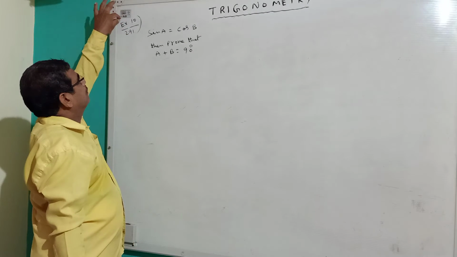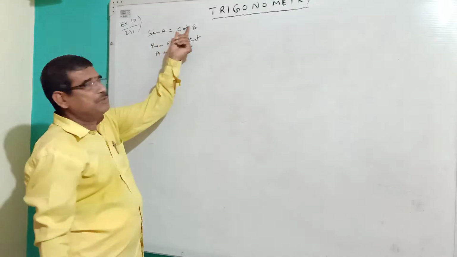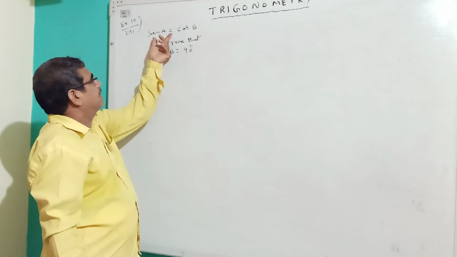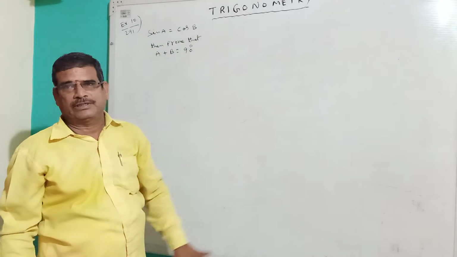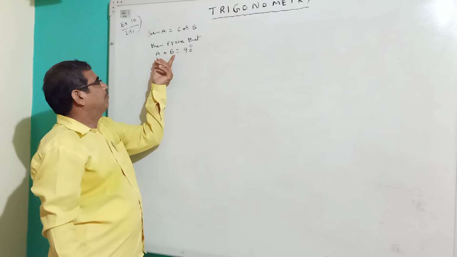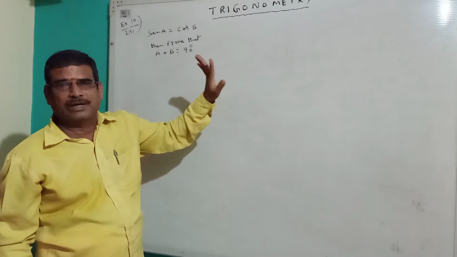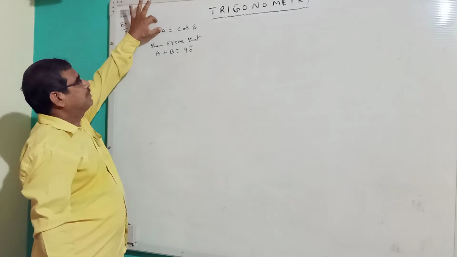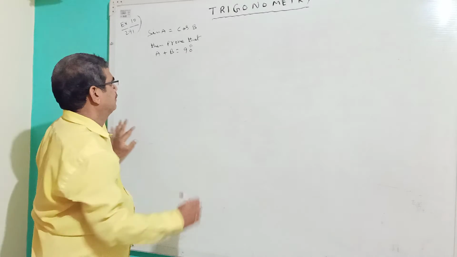Another example. Example 10, page number 291. Sin A is equal to cos B. Then prove that A plus B is equal to 90 degrees. And that means these two angles are complementary angles. Sin A is equal to cos B. Then we have to prove that A plus B is equal to 90 degrees.